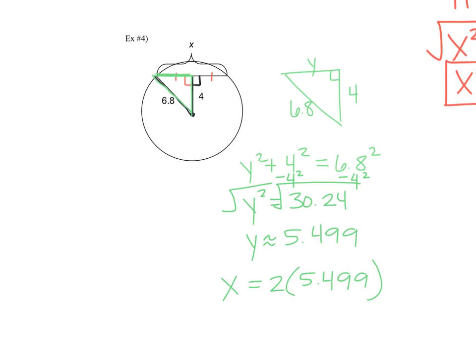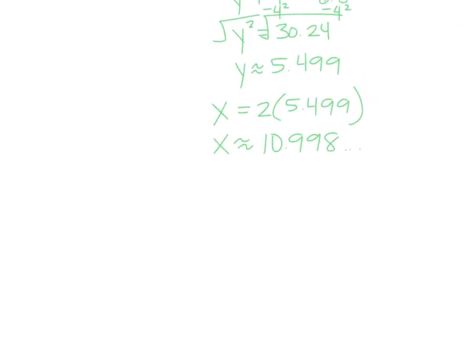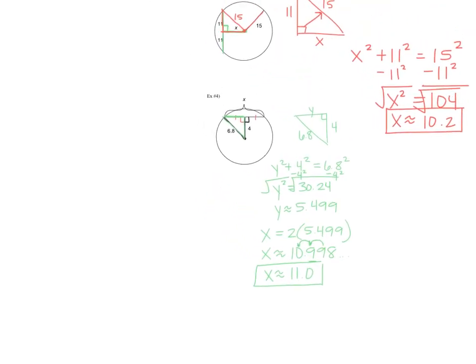So, oh, and this one's fancy. Here's what you get: 10.998, and it keeps going. This answer, if you're rounding to the nearest tenth, you're looking here. Well, this 9 bumps that up, which bumps that up. So this is actually 11.0 units long. Don't call it 11. 11 is not nearest tenth. 11.0 would be nearest tenth.